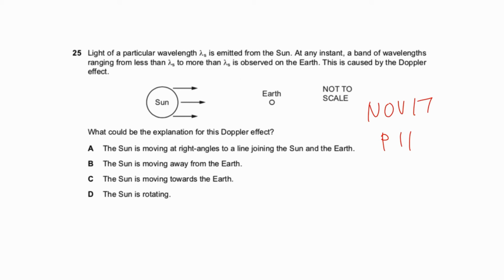So how can the sun be moving away and also moving towards the earth at the same time? So you can explain this if you consider that the sun is rotating. So the top part of the sun, when it rotates this way, it will be moving towards the earth. So therefore this part will produce a higher frequency, which is a smaller wavelength. And this portion, as it rotates, will be going away from the earth. So therefore it will produce a lower frequency. That means the wavelength will be more than this. So therefore the answer would be the sun is rotating.